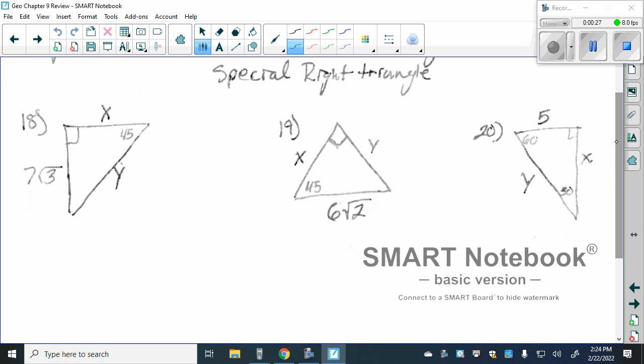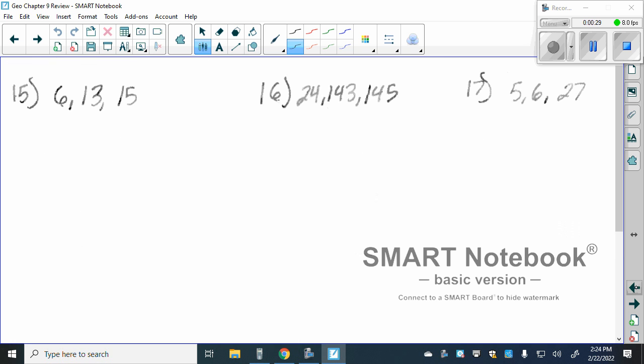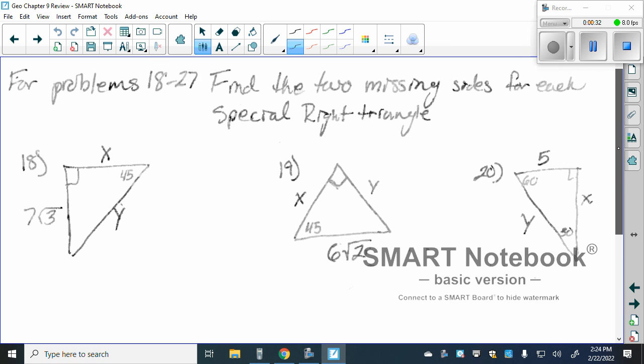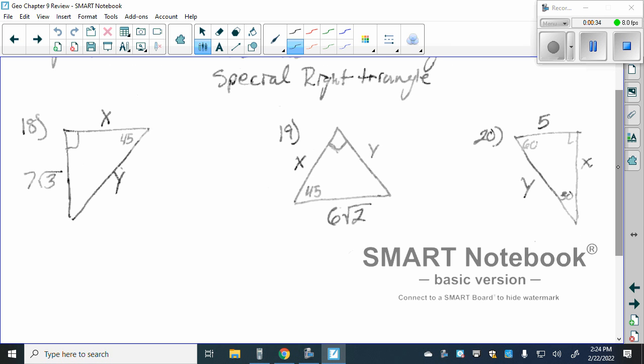We've gotten up to, we're going over the review. So we went over these three here Friday.